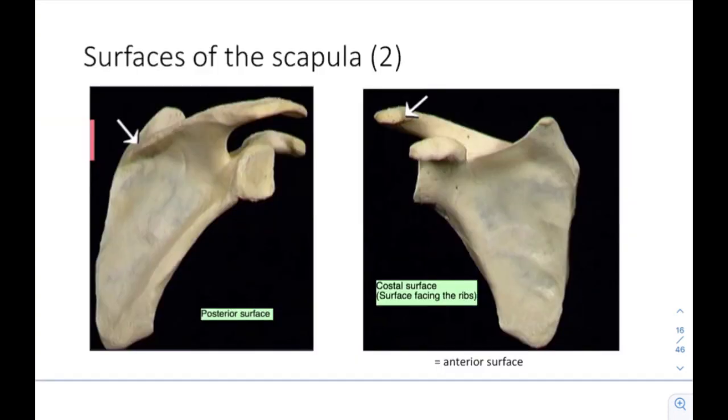Okay, so surfaces of the scapula. Here's the posterior surface. You can tell by the spine. Spine of the scapula is posterior. And then the costal surface, it doesn't have any specific features. It's just how it looks. And it's the surface that's facing the ribs. So you either call it the anterior surface or the costal surface, like we just mentioned.